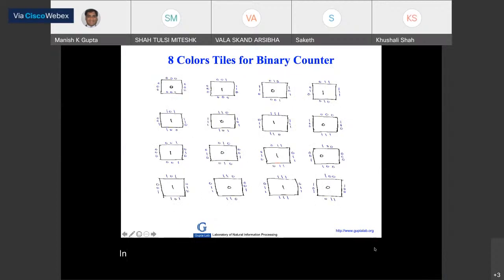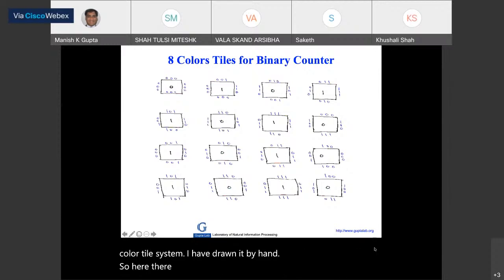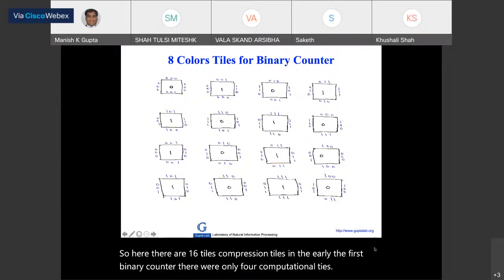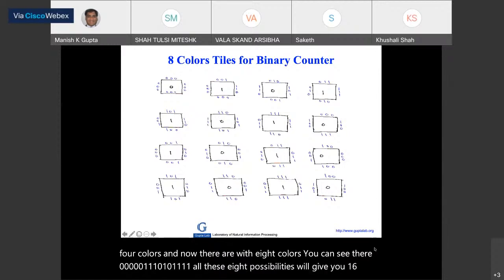In fact, John Reif and his students also produced what is known as the 8 color tile system. I have drawn it by hand. So here there are 16 computational tiles. In the first binary counter, there were only 4 computational tiles. In the error correction scheme, there were 8 with 4 colors. And now there are 16 with 8 colors. You can see there's 0, 0, 0, 0, 0, 1, 1, 1, 0, 1, 0, 1, 1, 1, 1. All these 8 possibilities will give you 16 computational tiles.